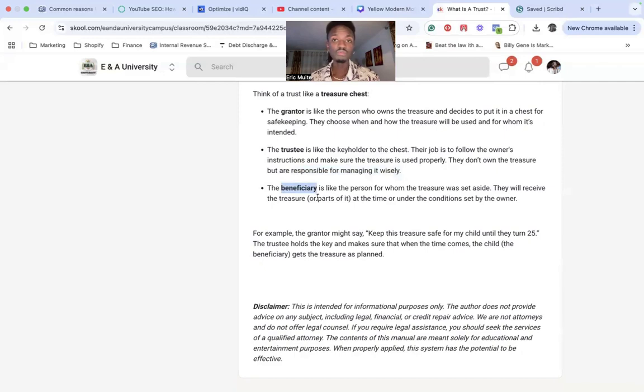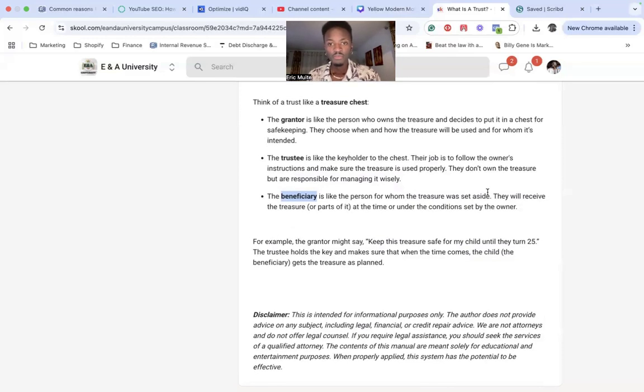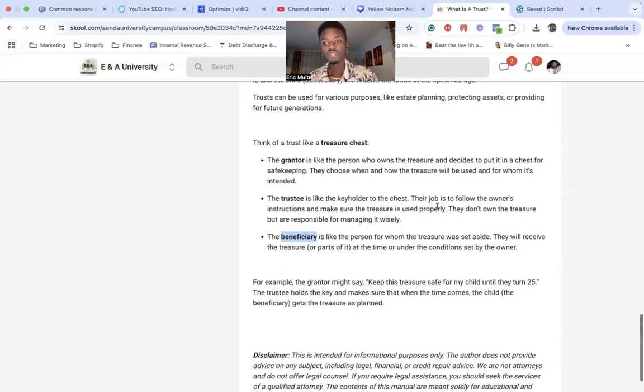You can also add additional beneficiaries. So if you want to add 2 more or you want to add 3, you can add as many as you want. You can add 10 people if you want, guys, and layer it just in case. It's all up to you. This is your trust. All right. So they'll receive the treasure or parts of it at the time under the conditions set.